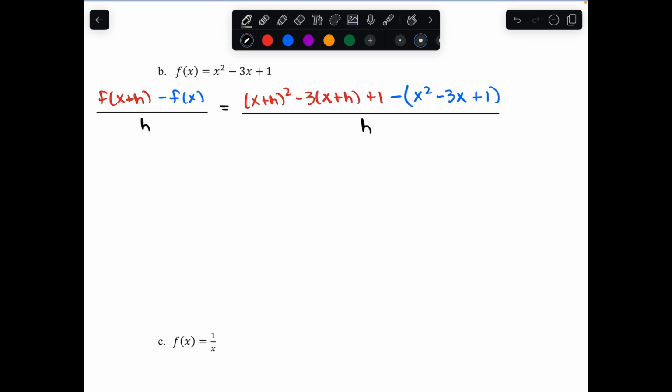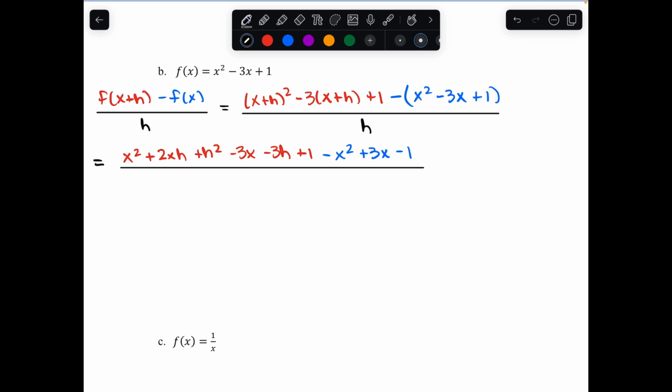Let's go ahead and expand some terms so we can try to simplify. So the numerator becomes x squared plus 2xh plus h squared minus 3x minus 3h plus 1 minus x squared plus 3x minus 1. And then all of this is divided by h.